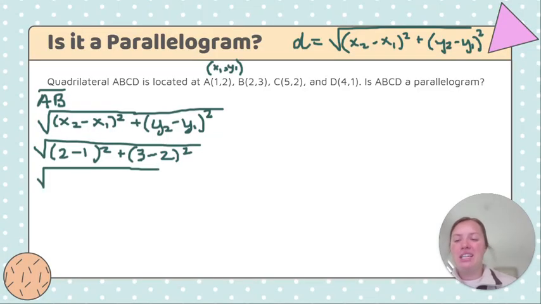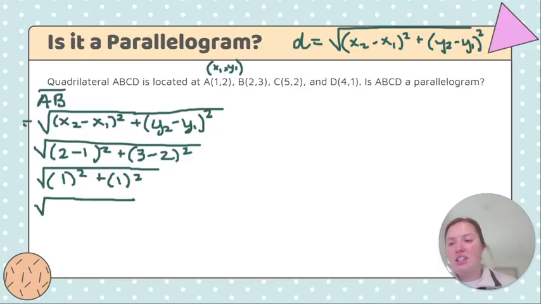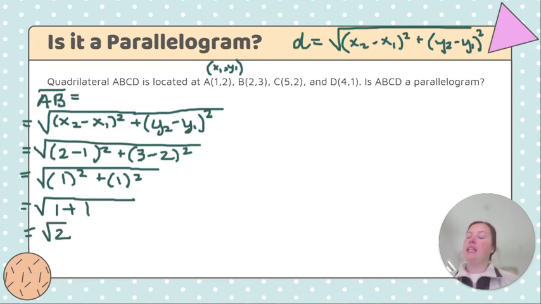So PEMDAS tells me I'm going to take inside the parentheses first. So we have 2 minus 1, which is 1 squared, and we have 3 minus 2, which is 1 squared. They should all have equal signs because they're being equal to the length of AB. Here we go. So 1 squared is 1, 1 squared is 1, and so we have the square root of 2. Now, we are talking length, unless it says you need to calculate the length in decimal form, where we're going to tell you to find it in the tenths place, this is fine. You can leave it just like this.